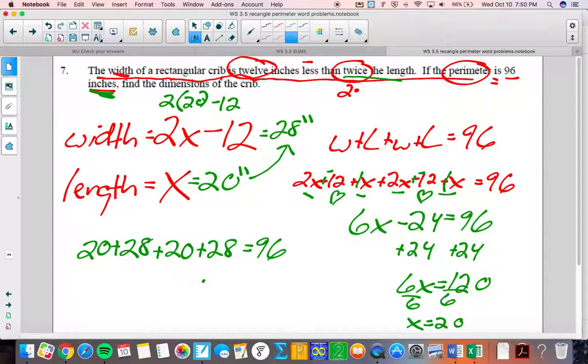Oh, hey, it works out. It's 96. Yes, that's definitely right. So then we find the dimensions. The width is 28 inches, and the length is 20.